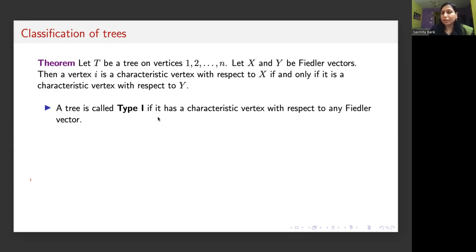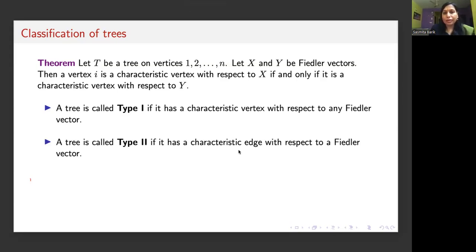Those trees are known as type 1 trees. And you can have a tree where the Fiedler vector has no zero vertex. In that case, you know that there is only one vector, which means the algebraic connectivity has multiplicity 1. If the tree has this case, you will call it a type 2 tree.